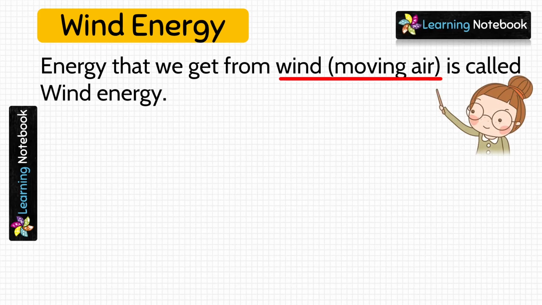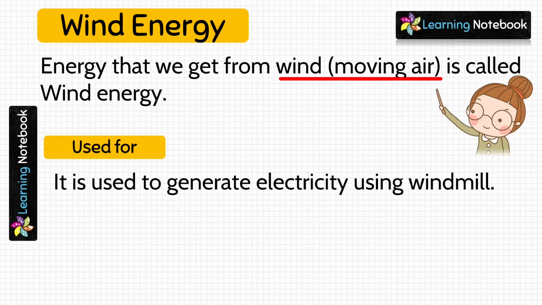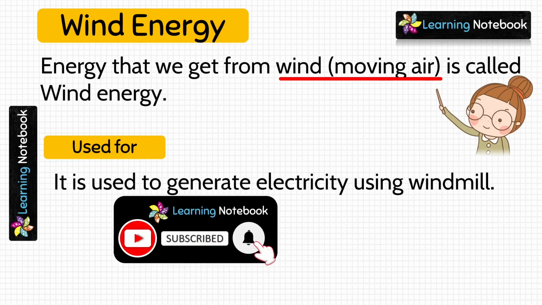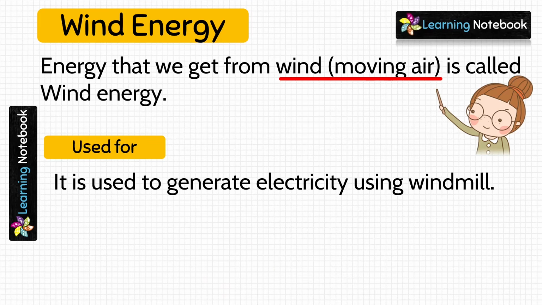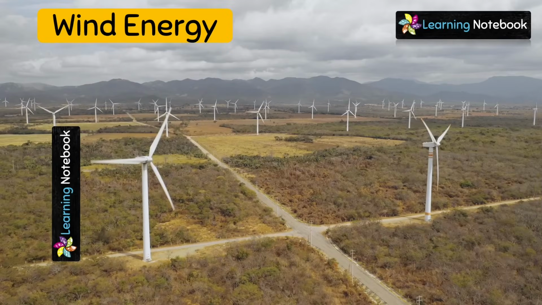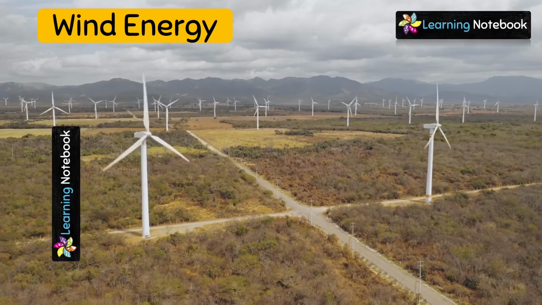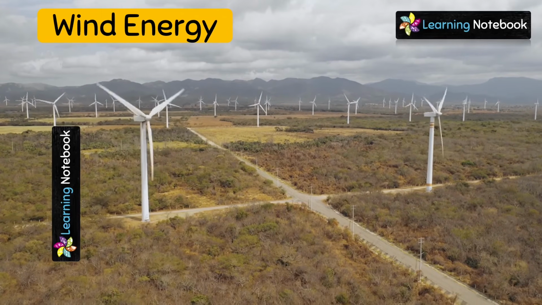Next is wind energy. Energy which we get from wind, that is moving air, is called wind energy, and it is used to generate electricity using windmills. Students, let me show you what are windmills. These are the windmills which help to generate wind energy.